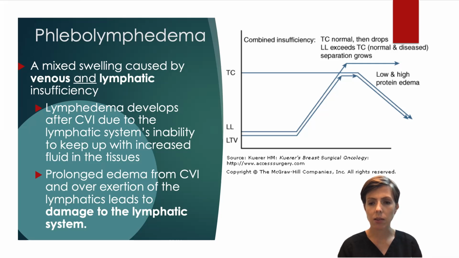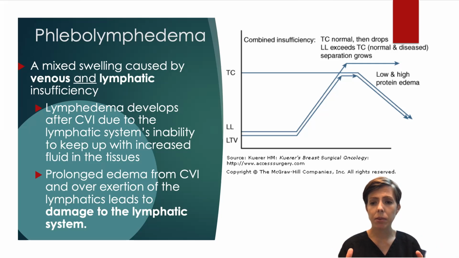Typically, most often, this is in the legs. It commonly affects the calf, the ankle, and the foot is really where it's most common. It's going to start further down the leg and then work its way up as far as the swelling goes. So what we see with this is a mixture of swelling. It's a venous swelling, and it's a lymphatic insufficiency.